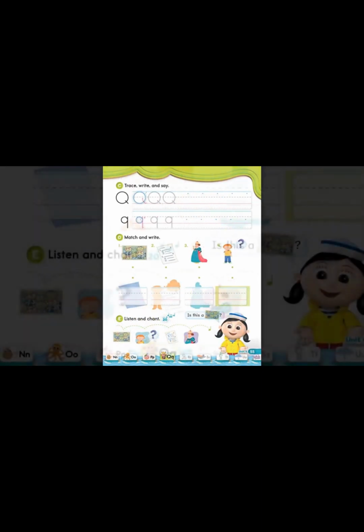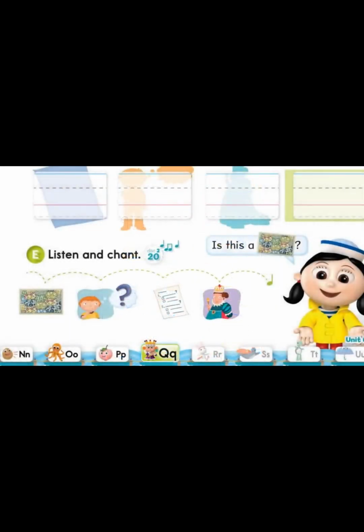Page 55. E. Listen and chant. Quilt. Qu, qu, quilt. Question. Qu, qu, question. Quiz. Qu, qu, quiz. Queen, quack, quack, queen. Quilt, question, quiz, queen.